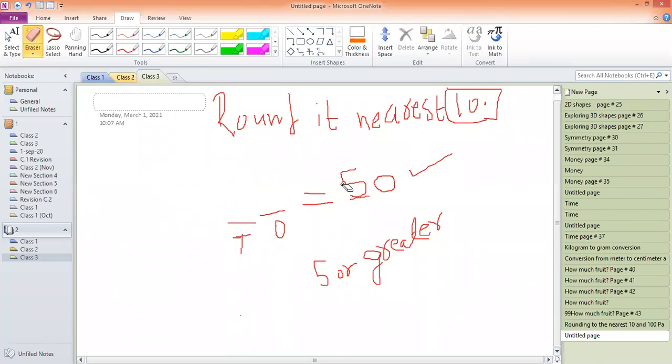Look, if I write here 77. Again, you are rounding off to the nearest 10. You are sure that on the ones place there will be 0. But for the tens number, you will check once whether the ones digit is 5 or greater than 5. Yes, it is greater than 5. Then what will you do? You will add 1 to 7, and it will become 80.